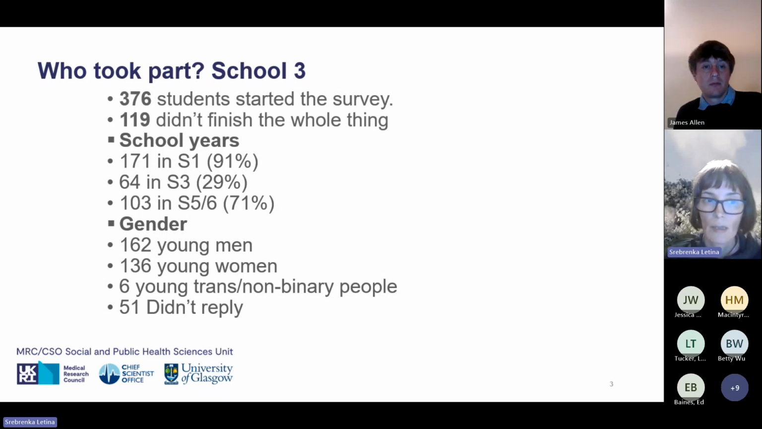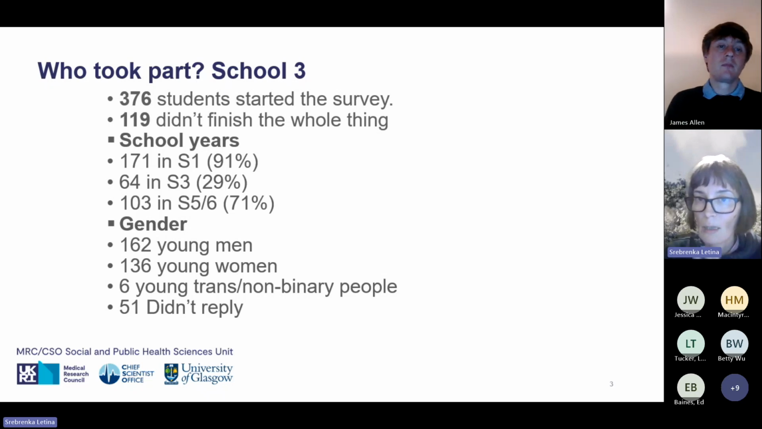You can see that it was quite equal regarding the proportion of young men and young women. We had some trans and non-binary people, and some didn't reply regarding their gender, but we will not look into gender-related analysis. This is just for you to have the idea about the context.